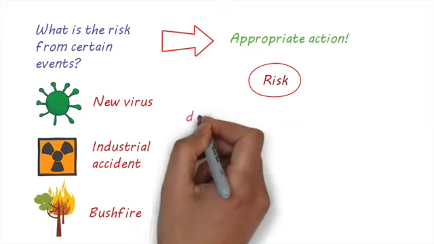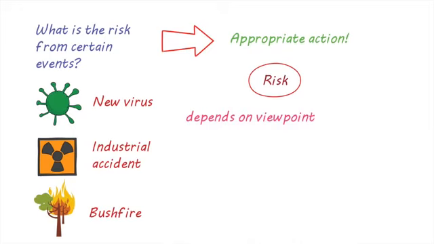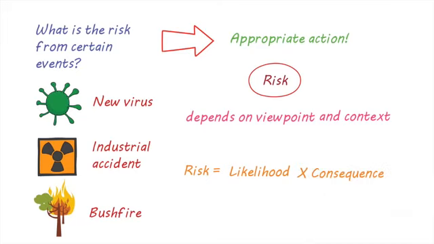Risk can mean different things to different people and in different contexts. But in very simple terms, risk can be thought of as the product of how likely someone is to be exposed to something bad, a hazard, and the consequence, which is how bad the outcome will be. Let's have a look at an example.